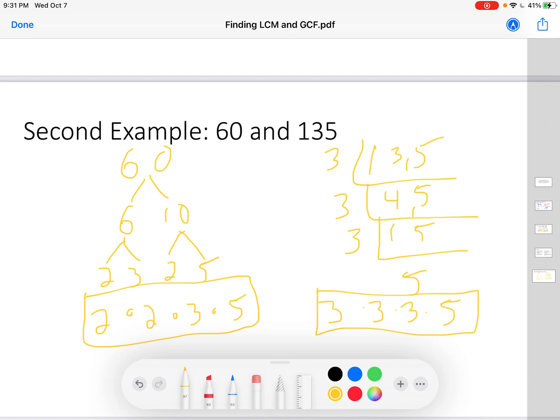I'll just show that it's correct. 3 times 3 is 9. 9 times 3 is 27. 27 times 5 is 135. 2 times 2 is 4. 4 times 3 is 12. 12 times 5 is 60.